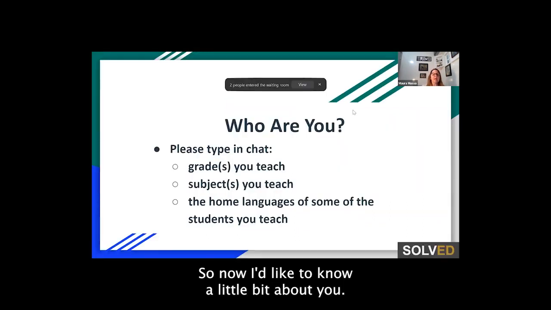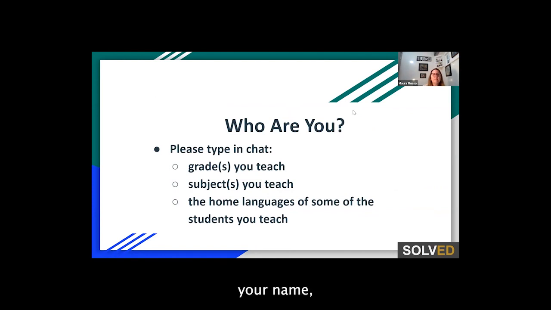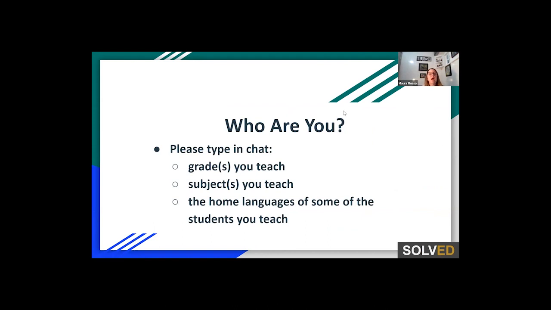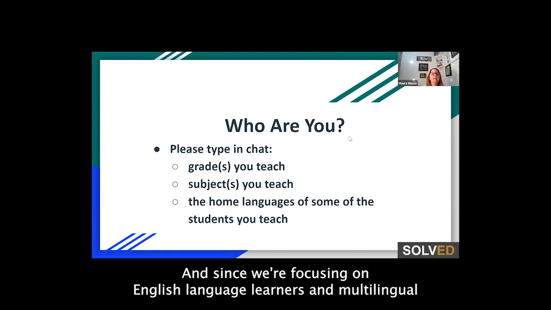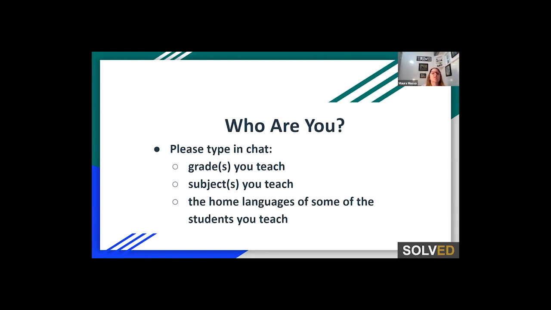So now I'd like to know a little bit about you. If you could take a moment, just type in the chat your name, the grade or grades that you teach, the subjects that you teach. And since we're focusing on English language learners and multilingual learners, just some of the home languages of some of the students that you're teaching.